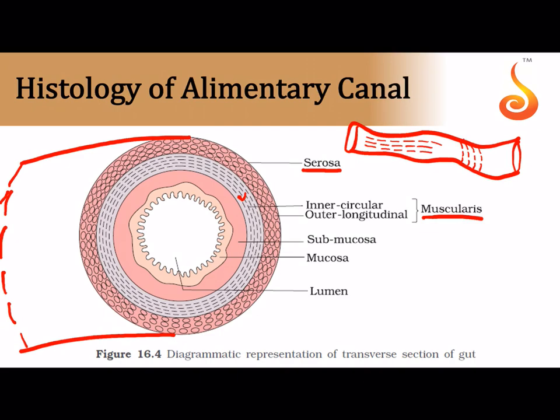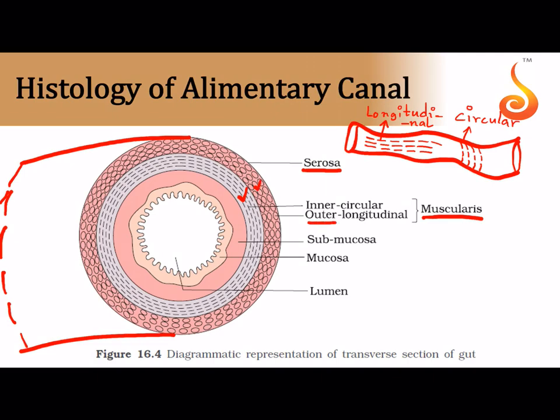Some of them are oriented circularly. These are referred to as the circular muscles in the wall of the small intestine. Some of them are oriented longitudinally along the main axis of the intestine. These are referred to as the longitudinal muscles. So two types of muscles are found, circular muscles and longitudinal muscles, and these circular muscles are inner. They look like striations as seen over here, and the longitudinal muscles appear like blocks.